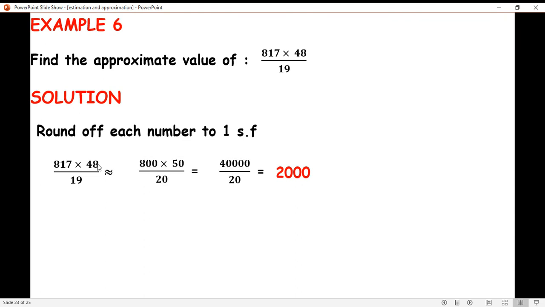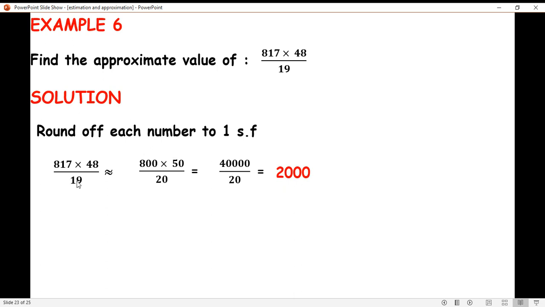Now look at this 48. For one significant figure, this 4 is the first significant figure. That makes it the target digit. Then now look at the digit next to 4, it is 8. This digit here is up to 5. You add 1 to the left. 1 plus 4 will give you 5, while this 8 will turn to 0, giving us 50.